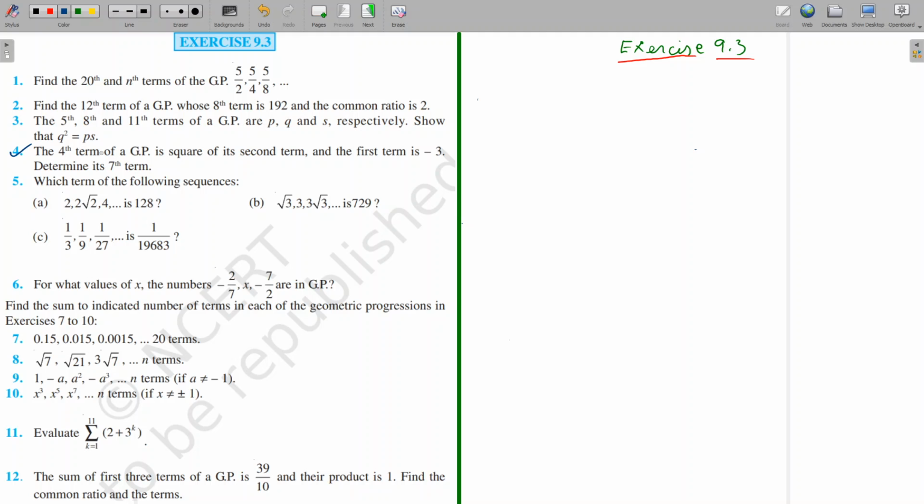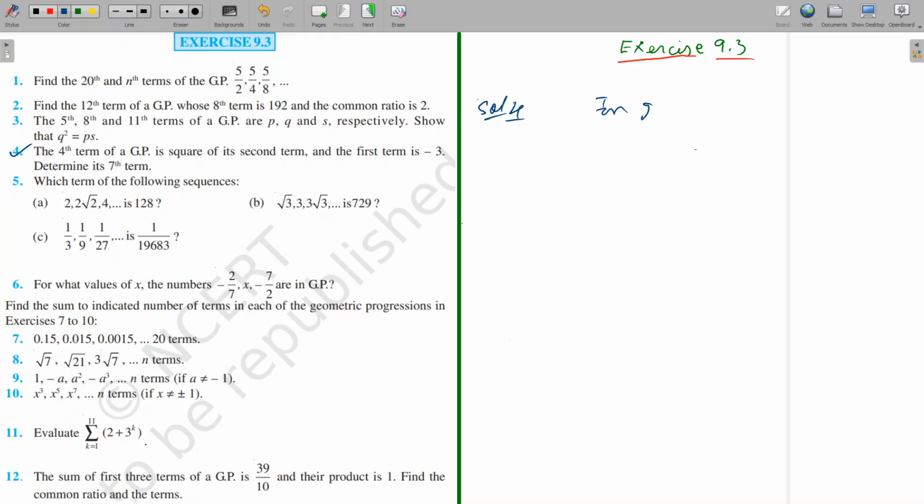Question number 4. The fourth term of a GP is square of the second term and the first term is minus 3. Determine its seventh term. So solution number 4. Here what is given to us, the fourth term of the GP is square of the second term and the first term is minus 3.